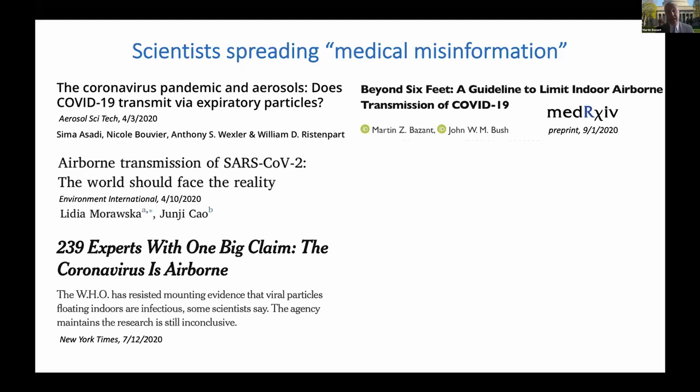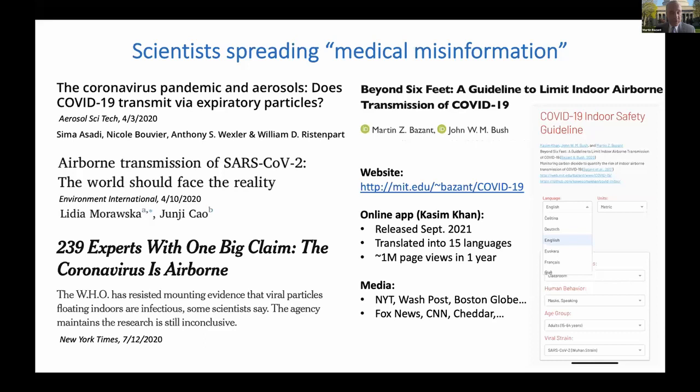So we forged ahead, and in fact, I was very fortunate to get connected through one of my students with Kasim, who was an app developer, who took our guideline and turned it into an online app, which has since last September been translated into 15 languages with all of our team of friends and collaborators across the globe. We've had about a million uses of it in the last year. It was peaking over the winter, but it still continues to be used. And in fact, I encourage you to play with it if you're interested.